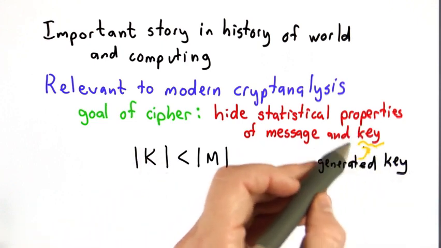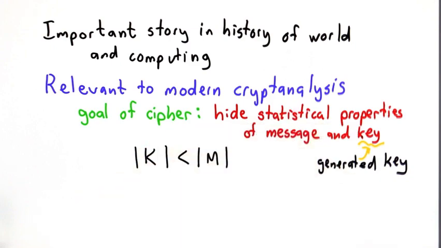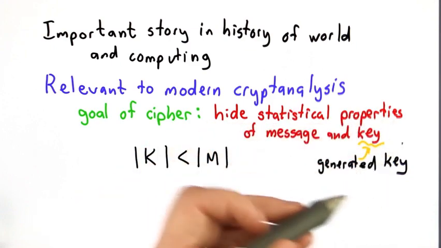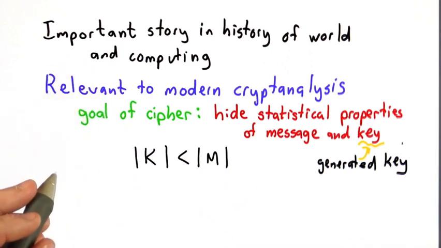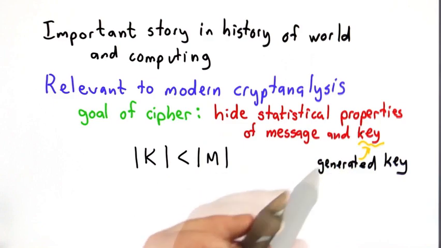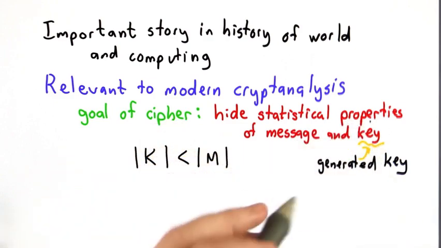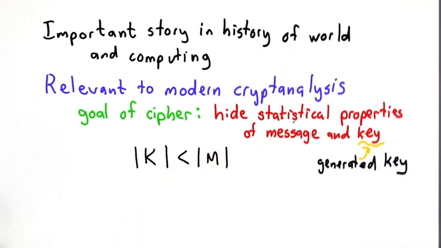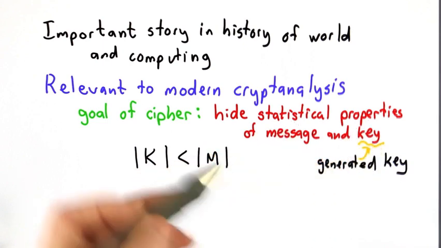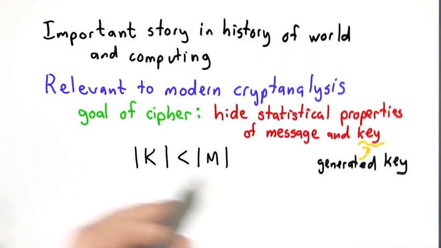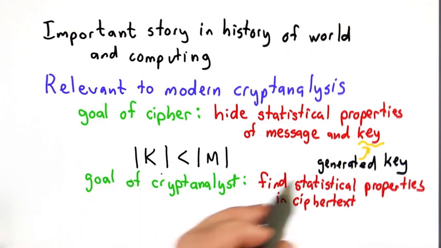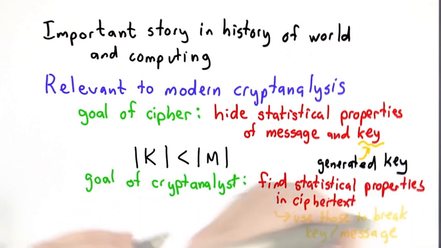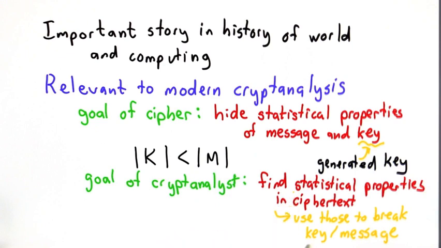And so even if the original key, and you can think of that in the case of Colossus as the configuration of the machine that comes from some code book that could be perfectly randomly generated and shared between the endpoints, that is only the starting configuration. There's some larger key that has to be generated to produce the ciphertext. And so both the key and the message have some statistical properties. The goal of the cipher is to hide all those properties. The goal of the analyst is to find statistical properties in the ciphertext and then to use those to break the key or the message.